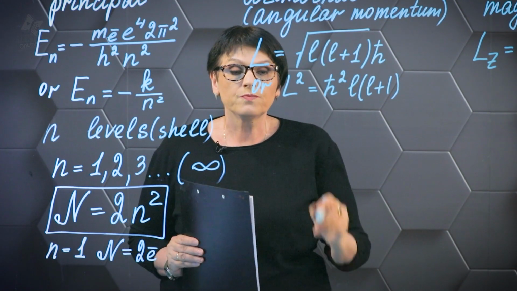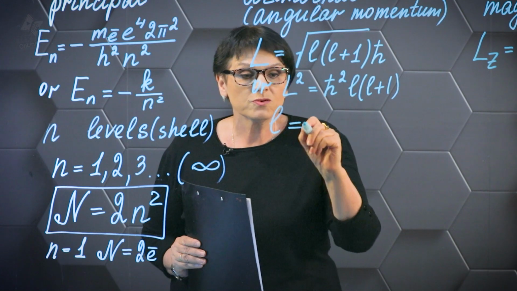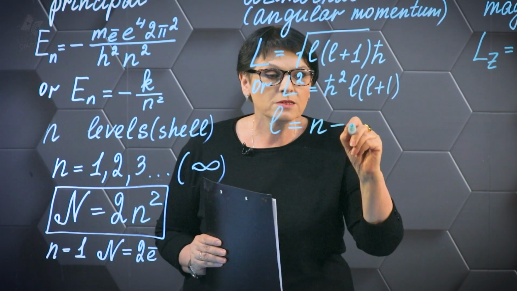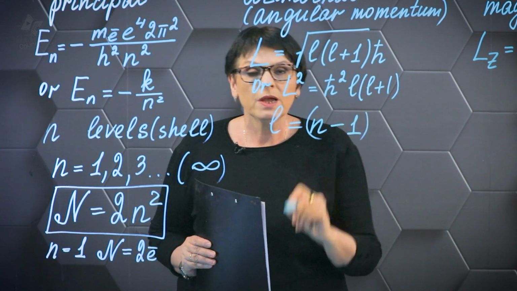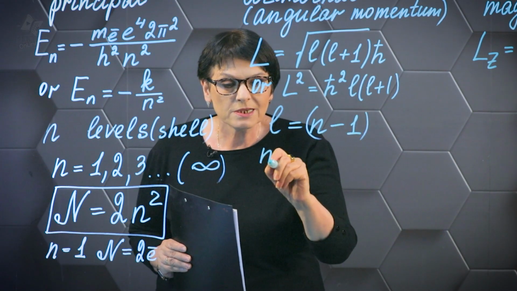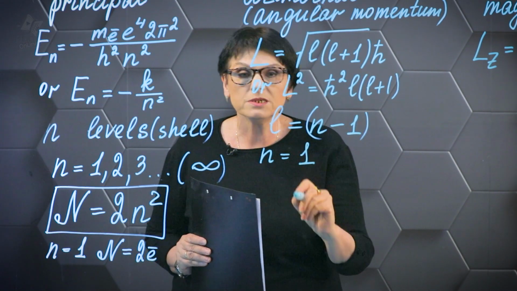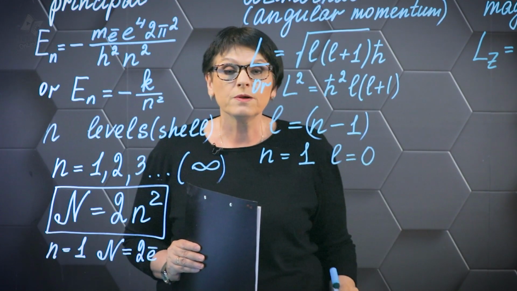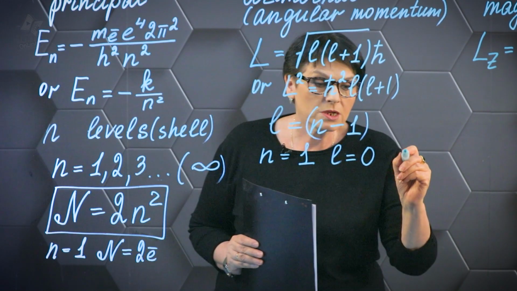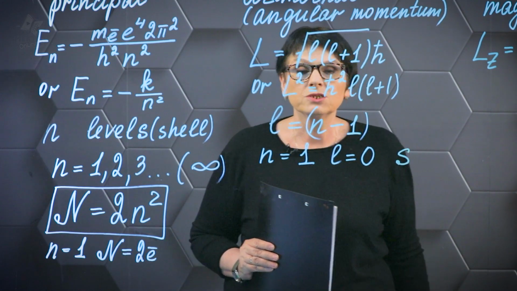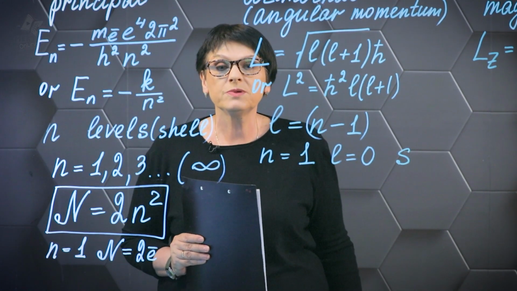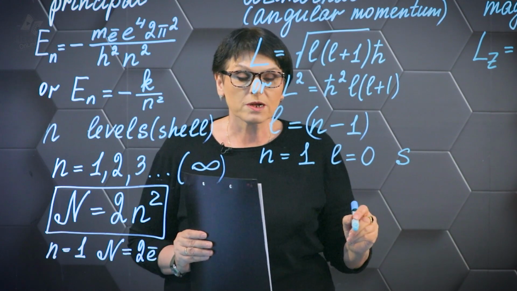L itself is related to the principal quantum number by the formula L = n - 1. So if N is equal to 1, then the orbital number takes the value 0. The value 0 corresponds to electrons which we denote by the letter S. These are the electrons that have a spherical electron cloud.